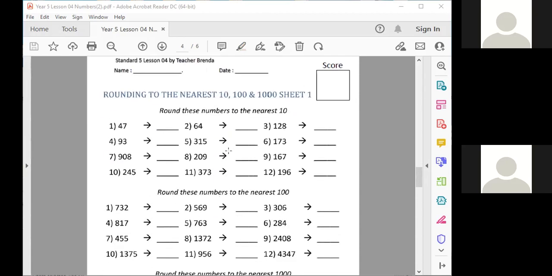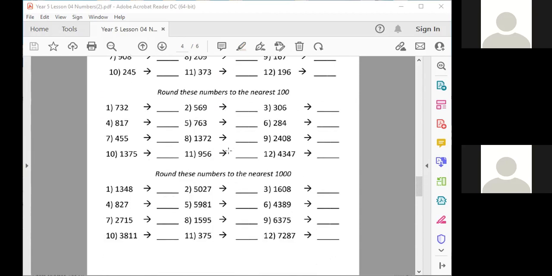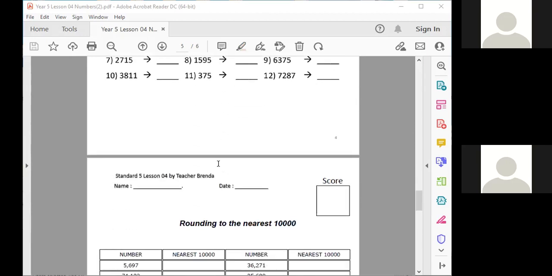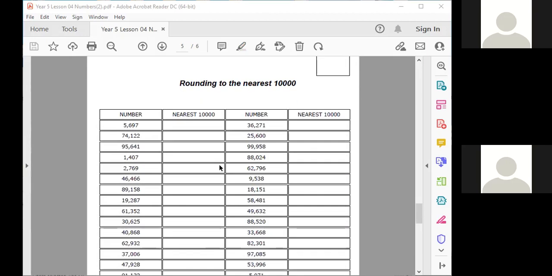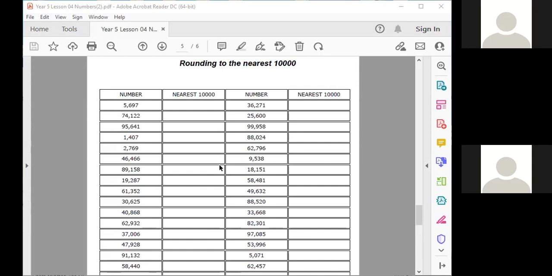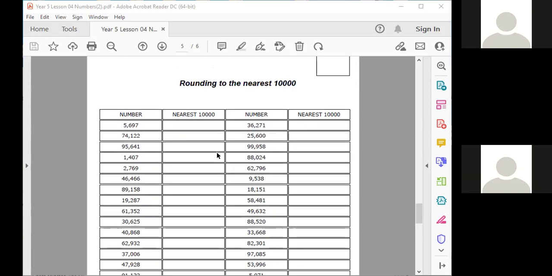Let's move on. This one, guys, do it tomorrow. Don't do it now. Refresh your memory tomorrow. Now we go to thousands. The big games, the big numbers. Are you ready? Okay, I give you time. I'm going to pause the recording for a while.